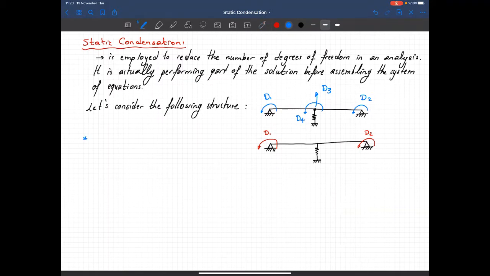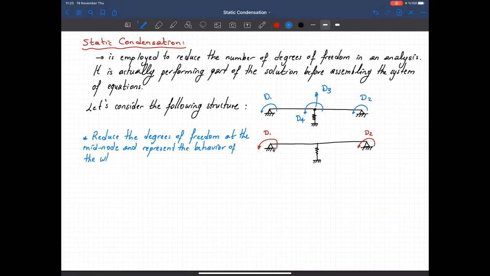But let's first write what we want. We want to reduce the degrees of freedom at the mid node. This is what we want, and represent the behavior of the whole structure with D1 and D2. Okay, so this is what I want to do. All right, let's see how we can do it.